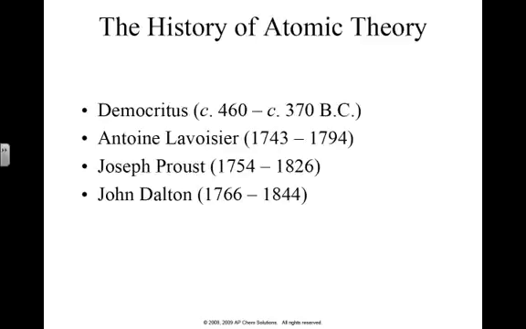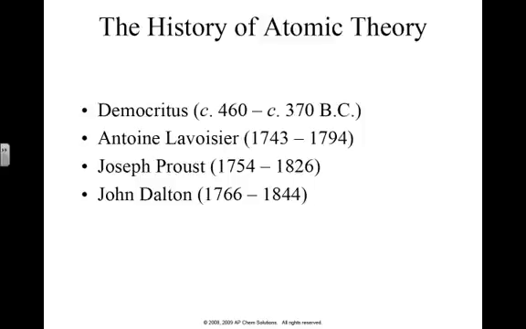The history of the atom. There's four guys, Democritus, Lavoisier, Joseph Proust, and John Dalton, that have kind of come up with the concept that we now actually call Dalton's atomic theory. Democritus was the first one to mention the concept of atoms, tiny little things called atoms. He did this back in 400 BC. Of course, Aristotle didn't agree with him, so that was thrown away.